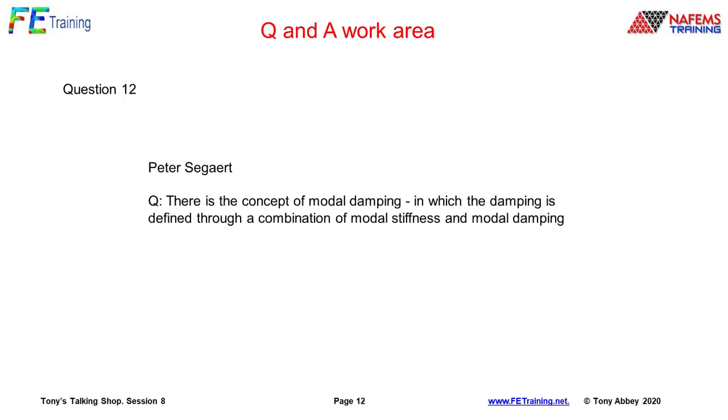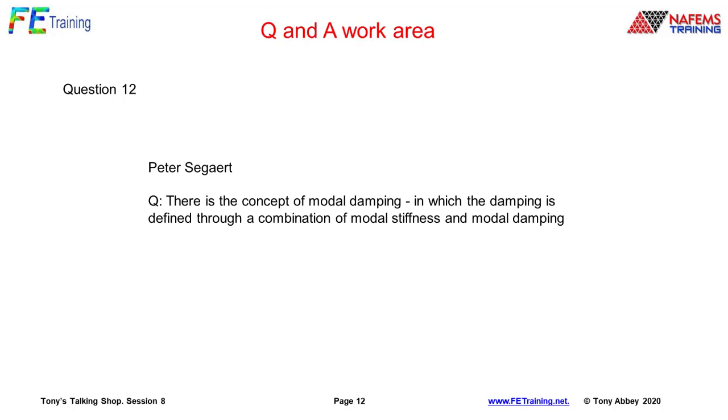Peter says the concept of modal damping, where damping is defined through a combination of modal stiffness and modal damping. Yes, I like that approach, and I would recommend that. Peter's saying typically use 2 to 3%. Yeah, very often if we don't know the level of damping, I might run with 1%, 2%, and then maybe 5%, just to look at the variation in response. And the key thing is that the lower damping is always more conservative. So if you're not sure, you always go lower.